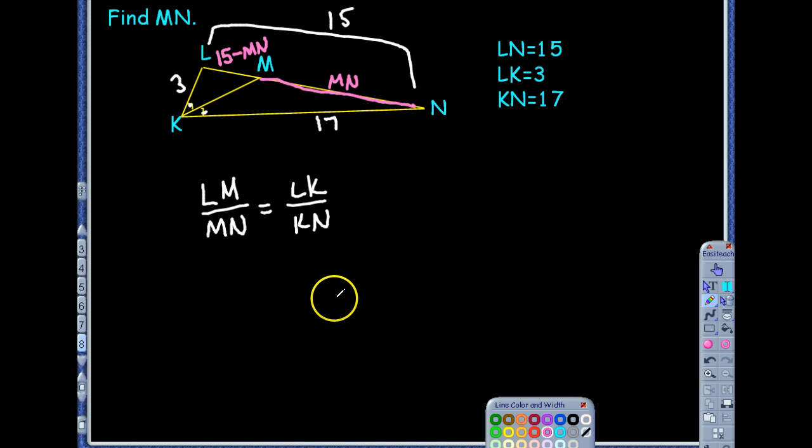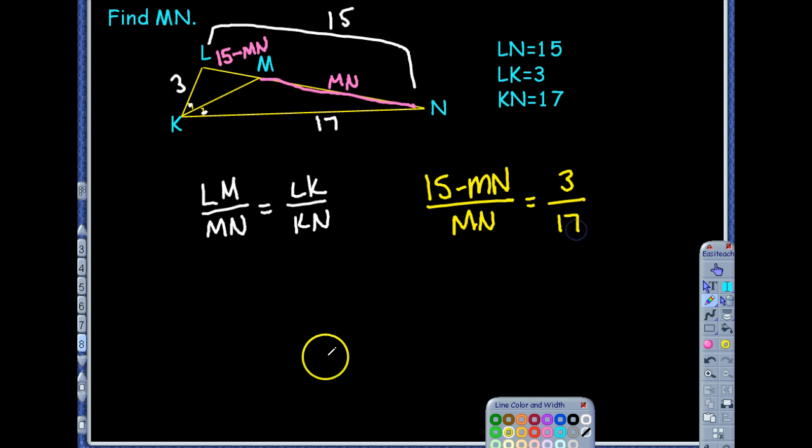And guys, again, and we've said this before, if it helps, if you want to label MN X, then what would you label LM? 15 minus X. It just depends on how comfortable you are, as long as you understand what you're finding. All right, so let's go ahead and substitute in the pieces that we know. So we now call LM 15 minus MN, over MN is equal to 3 over 17.